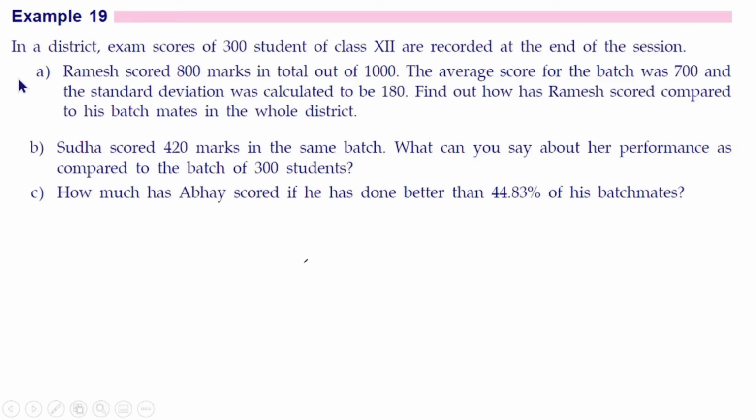Next question. In a district, exam scores of 300 students of class 12 are recorded at the end of the session. Ramesh scored 800 marks in total out of 1000. The average score for the batch was 700 and the standard deviation was calculated to be 180. Find out how has Ramesh scored compared to his batchmates in the whole district.